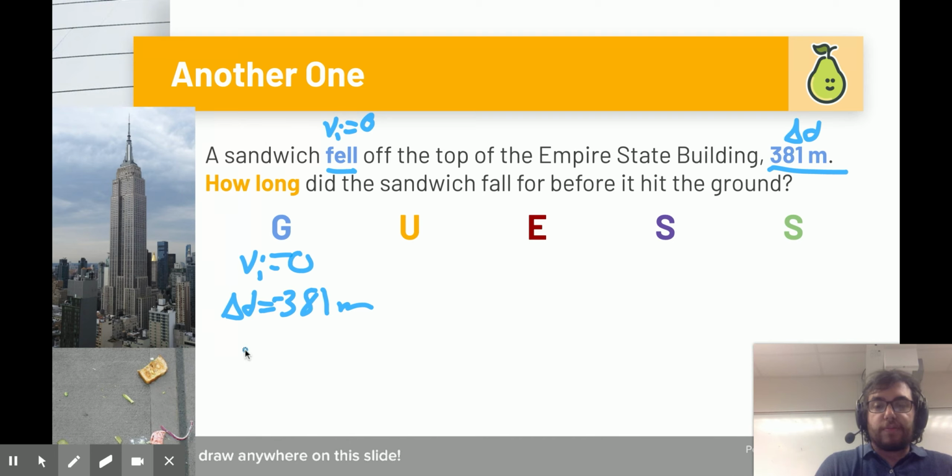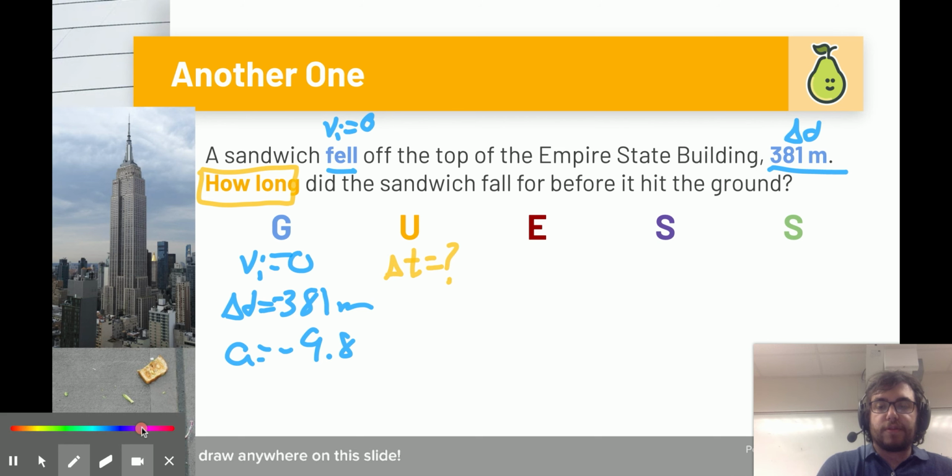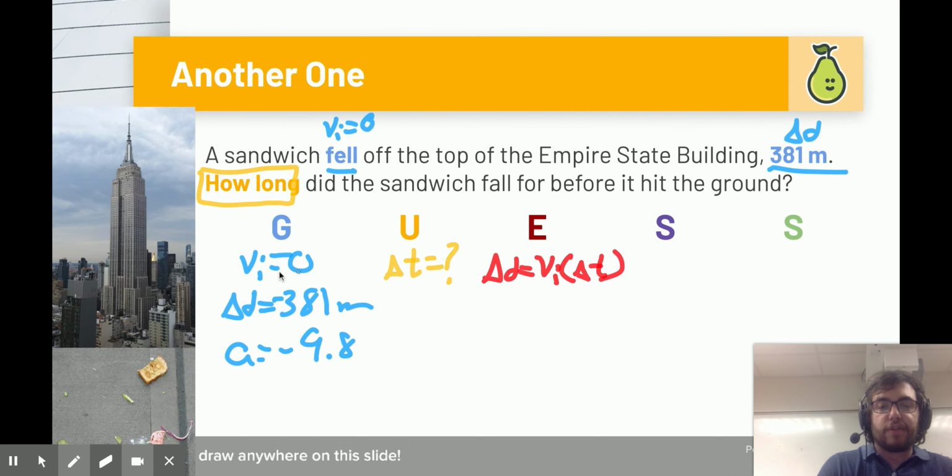So the other information we almost always have, acceleration is equal to negative 9.8. My time is what we are solving for because it's asking for how long something fell, is equal to question mark. The only formula we know for this type of problem, again, we've got a VI, we've got a T, we've got A, and we've got displacement. And this is the only formula that has those four, and only those four. All right. Now we just got to plug things in.